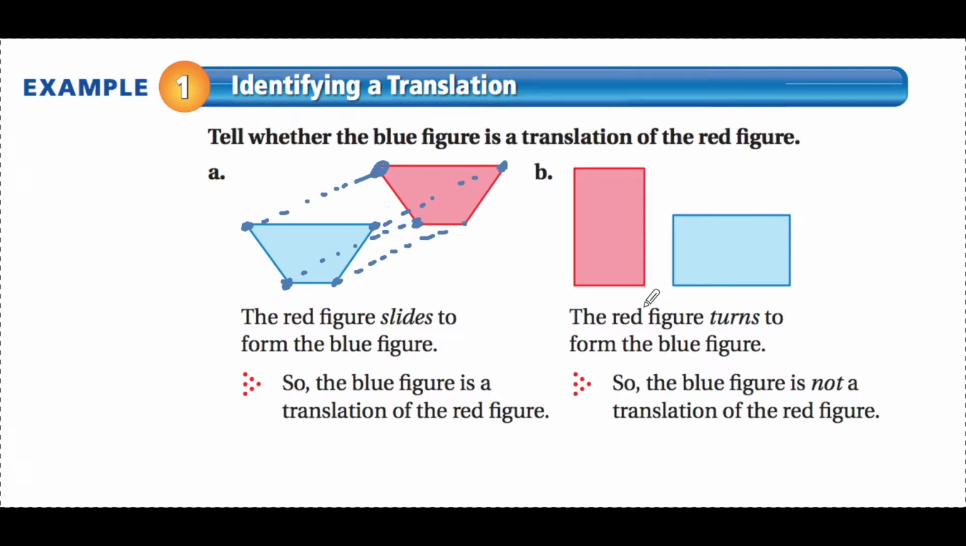B, the red figure has to turn. This one has to turn to form the blue figure. So the blue figure is not a translation of the red figure. Okay, so this one right here, all we have to do is slide it over. This one we have to turn it, so it's not a translation. If we only slide it, we call it a translation.